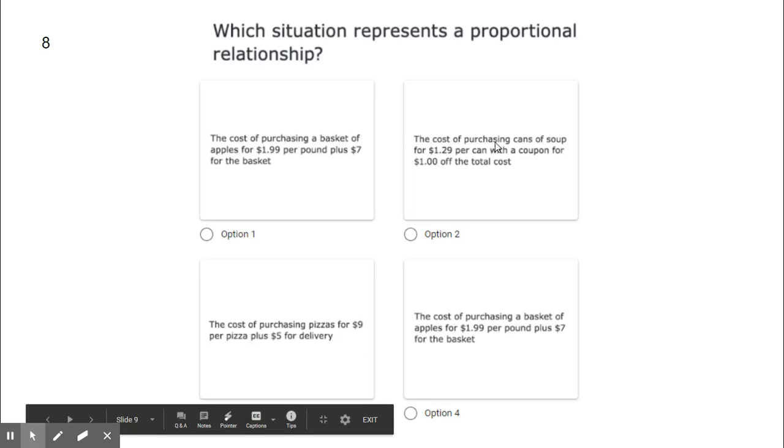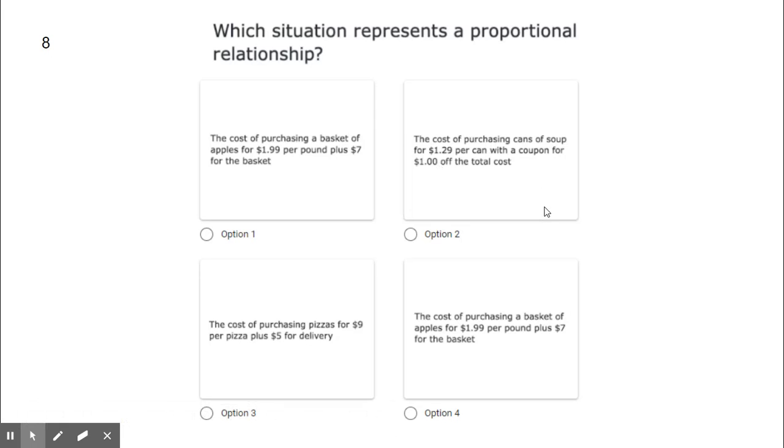Option 2, the cost of purchasing cans of soup is $1.29 per can with a coupon for $1 off the total cost. Okay, this one here, you can buy 0 cans and you won't use the coupon. This one's actually the best answer choice because you're not going to use the coupon. So 0 cans of soup, you're going to spend $0. 1 can of soup, you would spend 29 cents. So this one's our correct best answer.